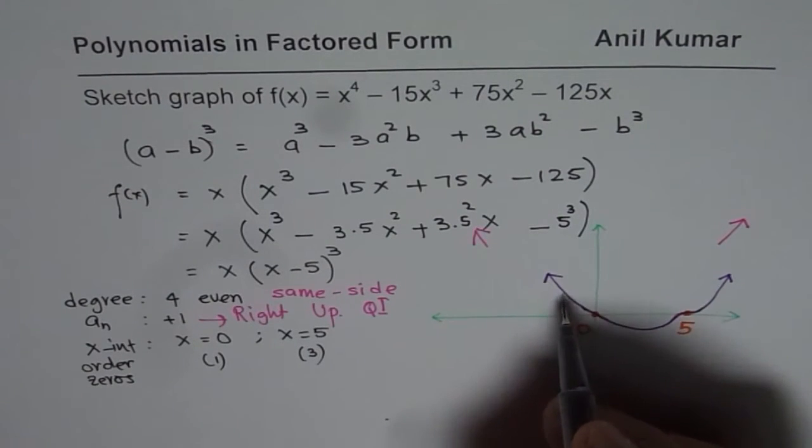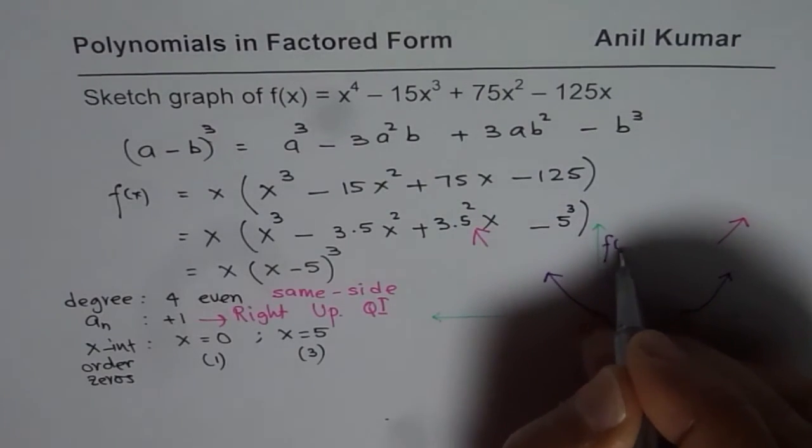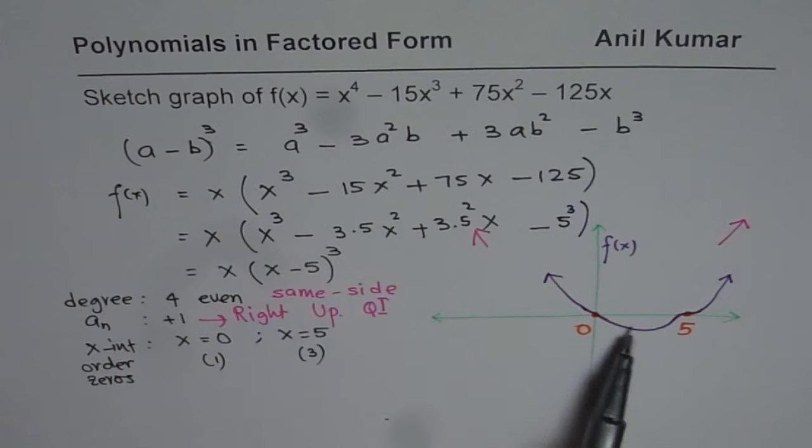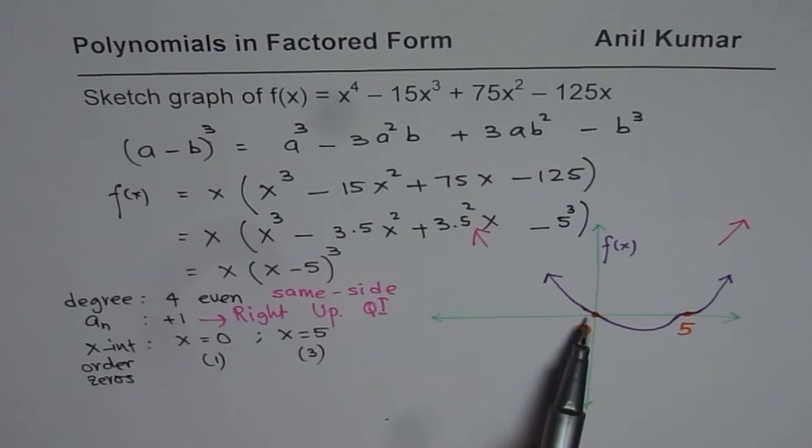So this is the graph of the function f of x with zeros at 0 and 5: linear at 0 and cubic at 5. Do you see that? So that is the graph for you.